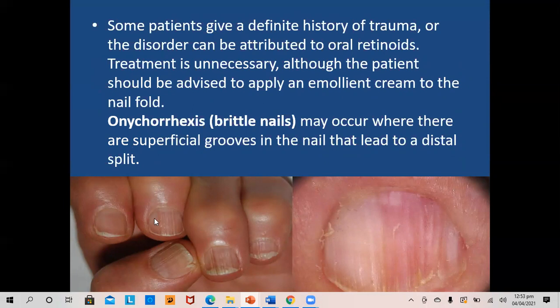You can see in this picture that there are longitudinal striations or lines on the nail. This is because of repeated trauma and is attributed to oral retinoids. Treatment is unnecessary as it is self-resolving, and the patient should be advised to apply emollient cream to the nail fold. One of the oils that is very effective to improve the surface changes in the nail is almond oil. Onychorrhexis, or brittle nail, may occur when there are superficial grooves in the nail that lead to distal splits. Again, this occurs because of an inherently thin nail or by frequent wetting of the nails.